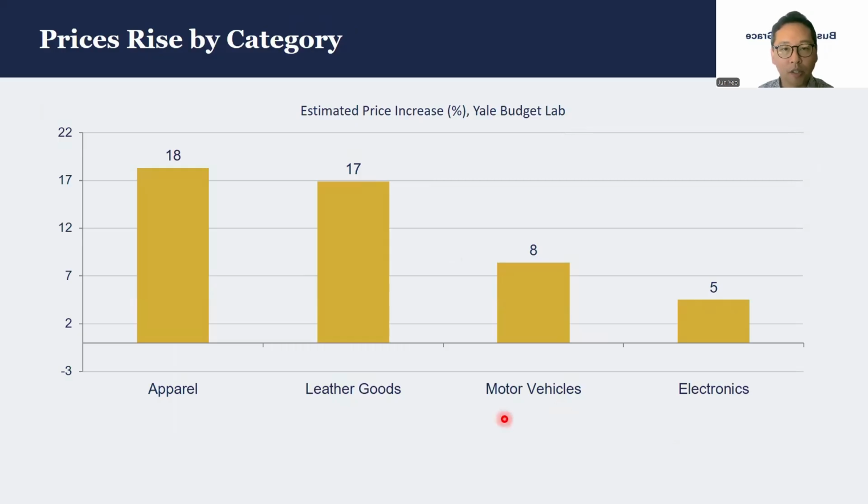Look at this chart. Clothing prices rose about 18%. And leather goods rose about 17%. Even cars became more expensive. This shows one government rule can touch almost every product we buy. So those burdens go to the consumers.